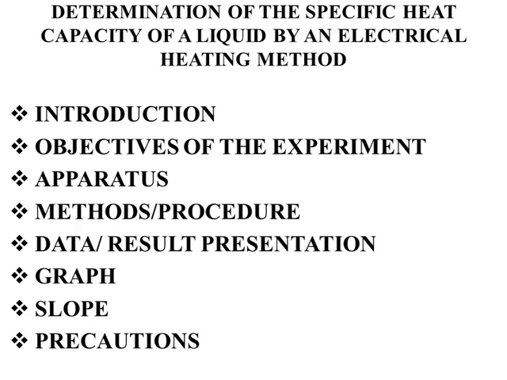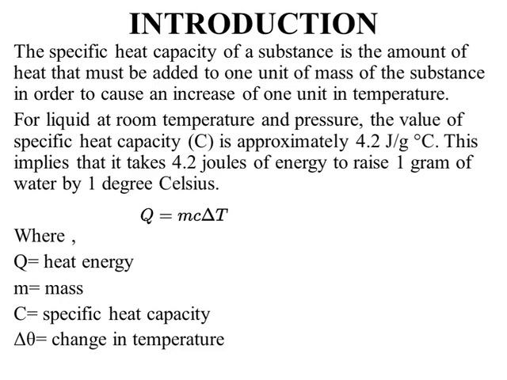Now the first thing we'll take into consideration here is the introduction, followed by the objective of the experiment, the apparatus we'll be needing for this particular experiment, the method or procedure to follow in getting what we need in this particular experiment, our data or result presentation, our graph, our slope, and the precautions to follow during the course of this particular experiment. So moving on straight to the introduction, I have specific heat capacity.